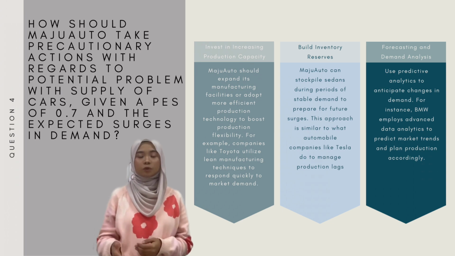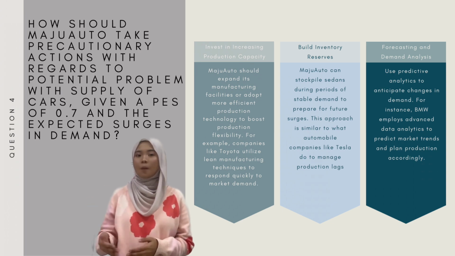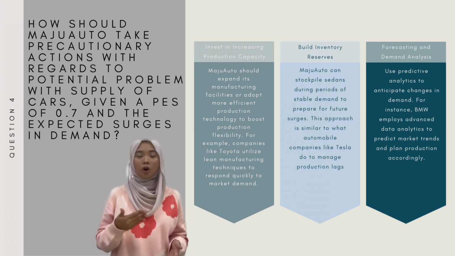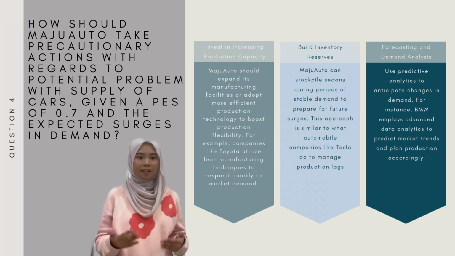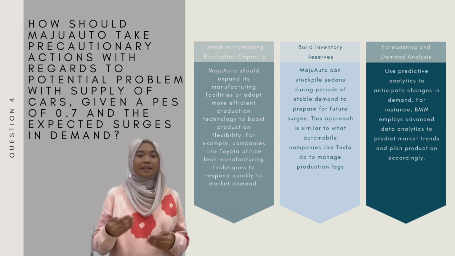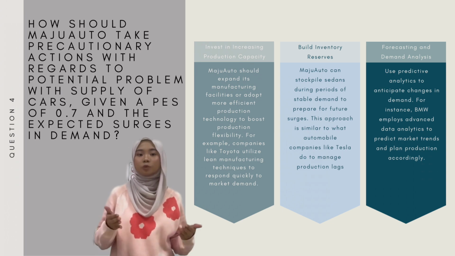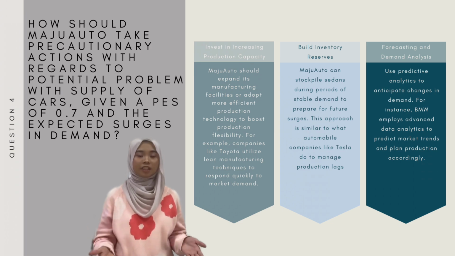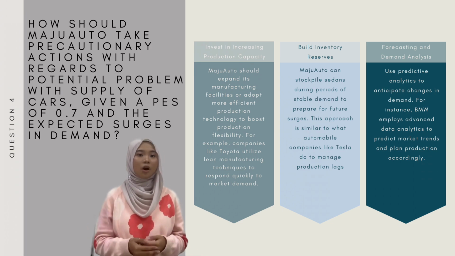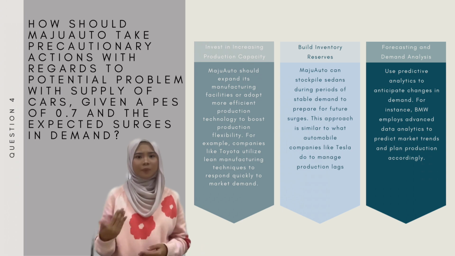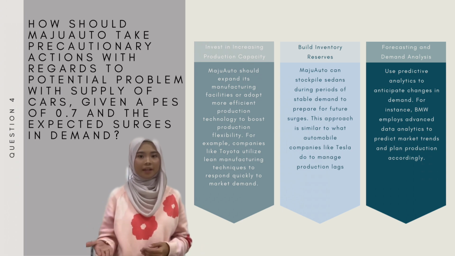One solution is to increase production capacity by expanding factories or using better technology. Companies like Toyota use lean manufacturing to quickly adjust production based on demand. Another strategy is to build inventory reserves by producing extra cars during stable periods and storing them for future demand spikes, similar to how Tesla manages supply.